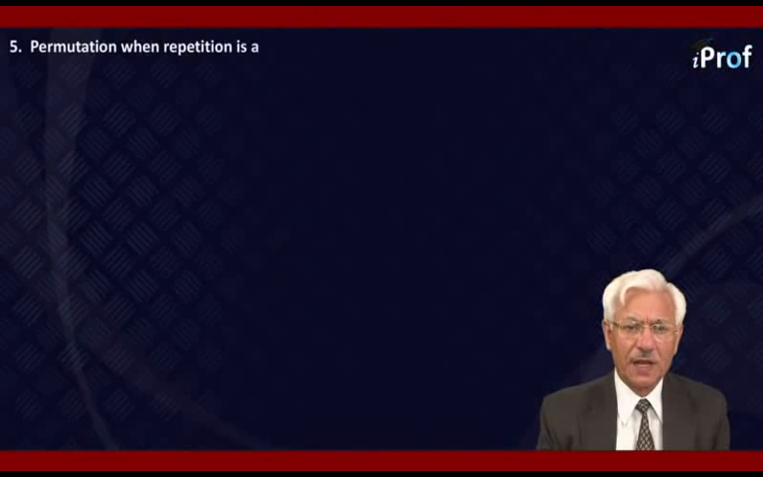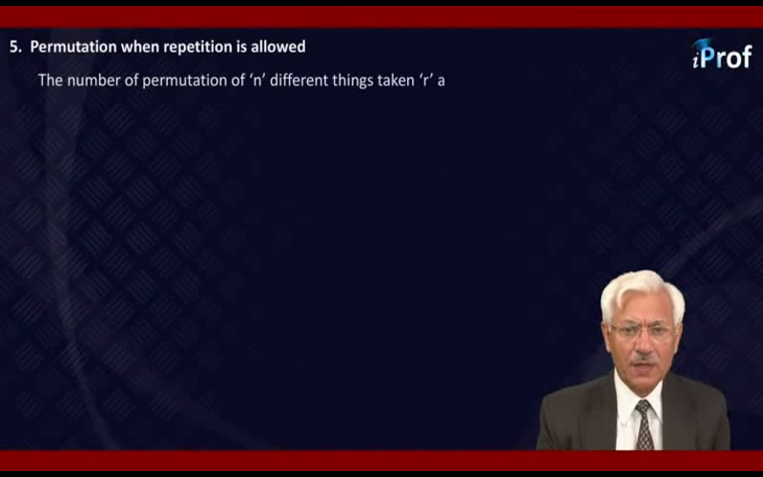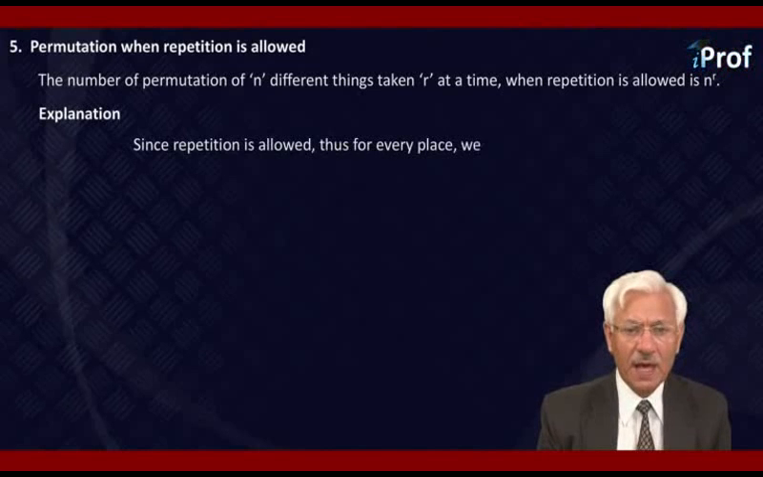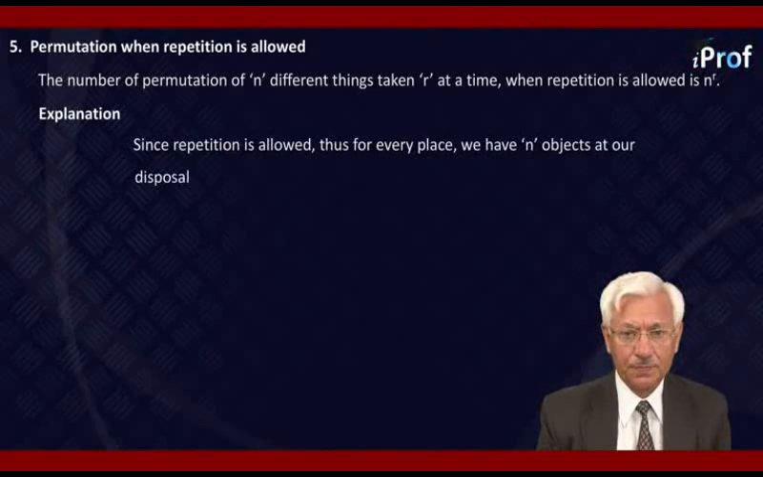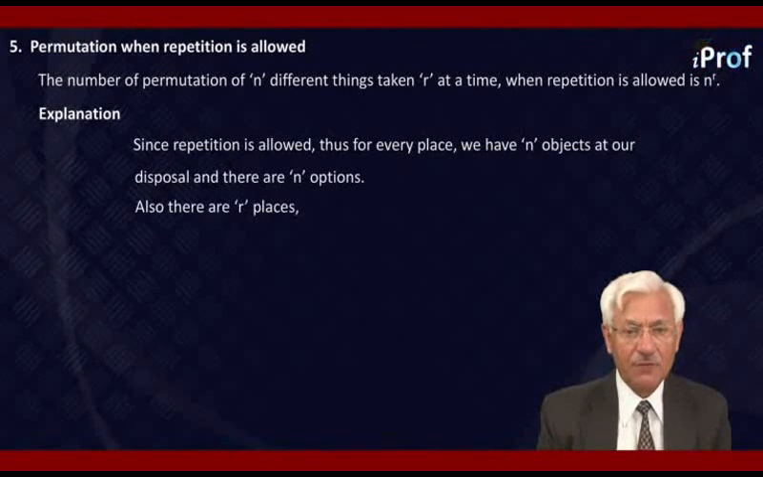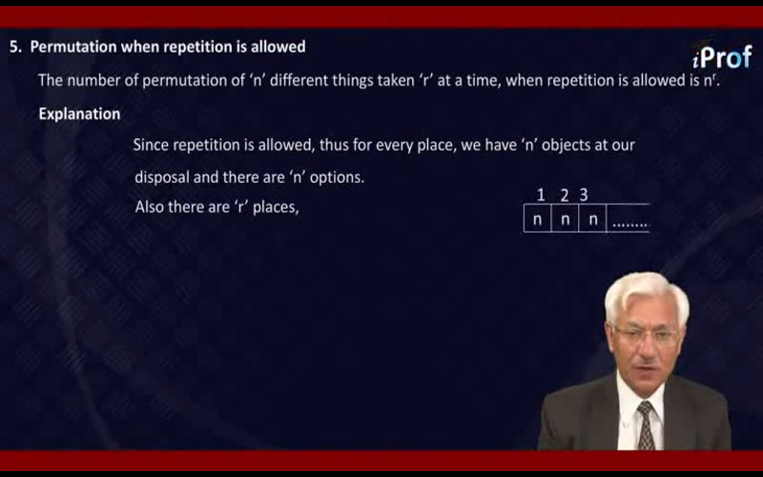Next we take up the permutations where repetition is allowed. The number of permutations of n different things taken r at a time, when repetition is allowed, is n raised to power r. It can be easily conceived: since repetition is allowed, for every place we have n objects at our disposal. Thus, n options, r places, and for every place there are n choices.